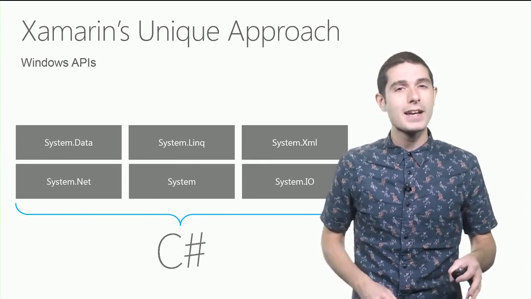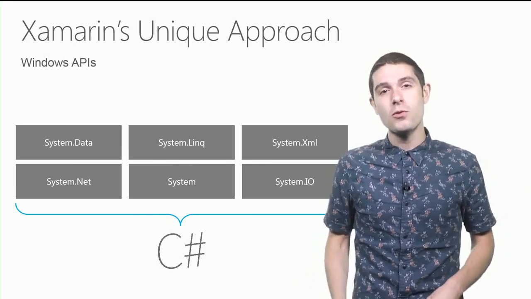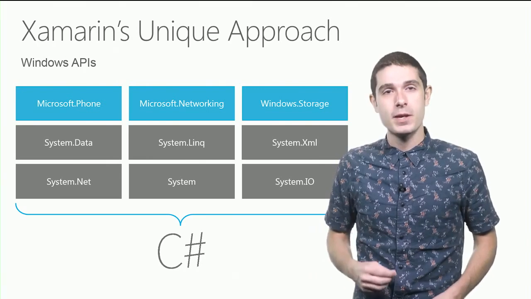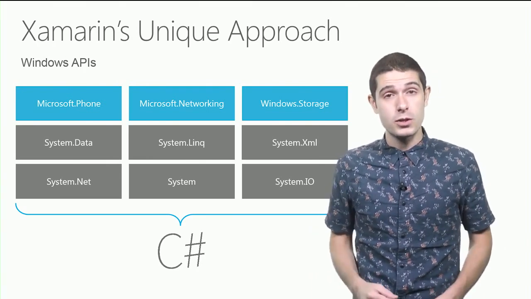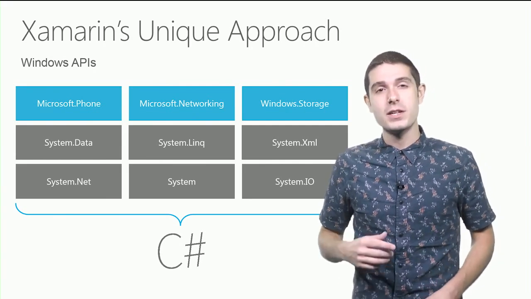System data, link, XML, things that we know and love as .NET developers. And when you go to a new Windows platform, phone, store, desktop, you get some platform-specific APIs to mess around with, like phone or storage. And you can think of it the same when you use Xamarin to build out iOS and Android apps.